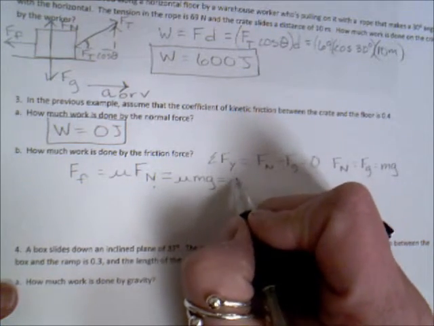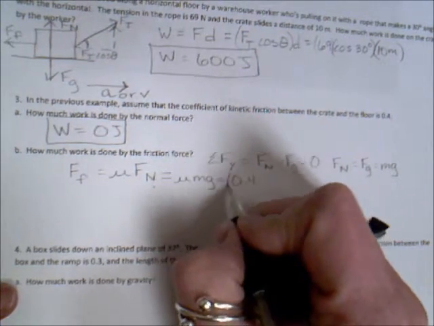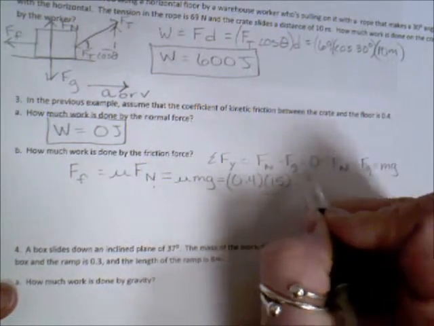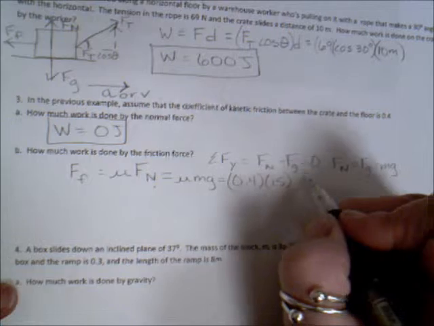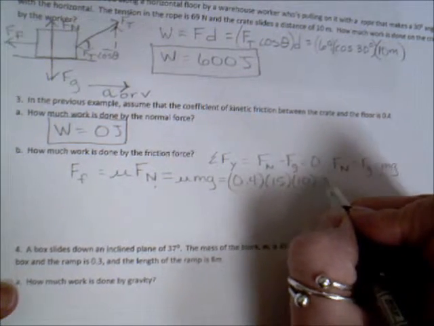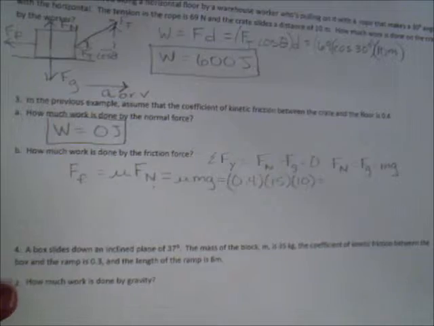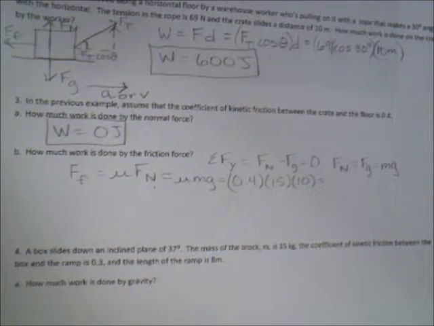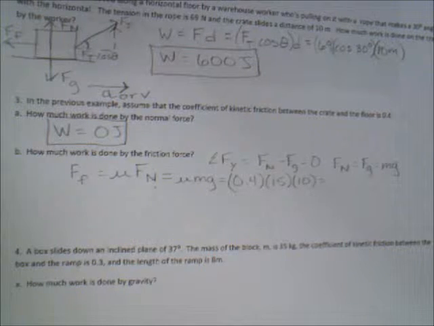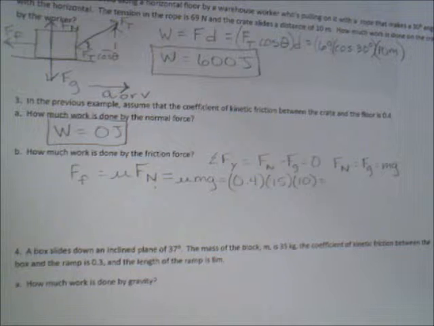Our mu is 0.4. Mass was 15 kilograms. And gravity is 10. We plug those numbers in there, and we get 0.4 times 15 times 10 is equal to 60.